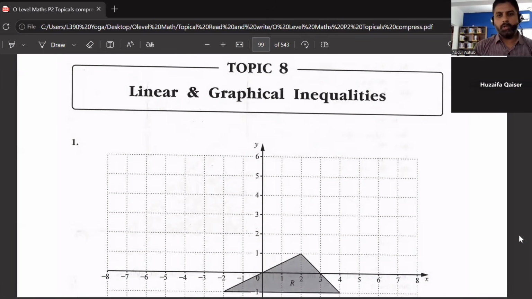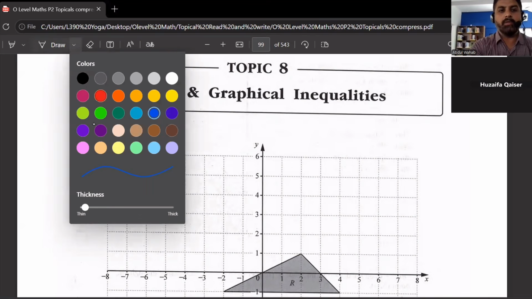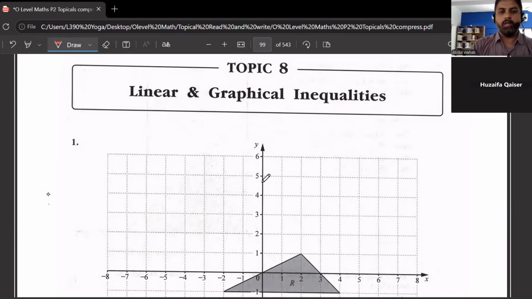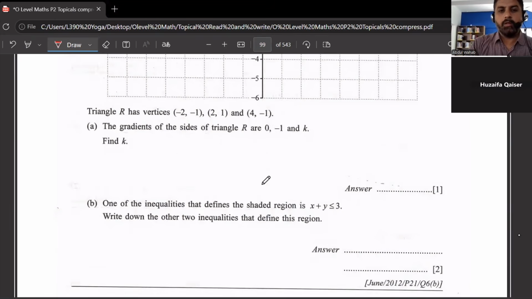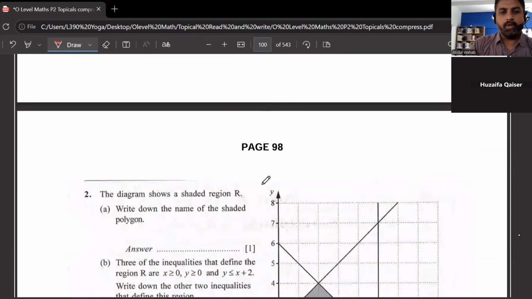Yes, now today our topic is about inequalities. There are two types of differentiations, one related to the graph and one related to simple algebraic expressions, as you can see. So we'll start first with simple algebraic expressions.